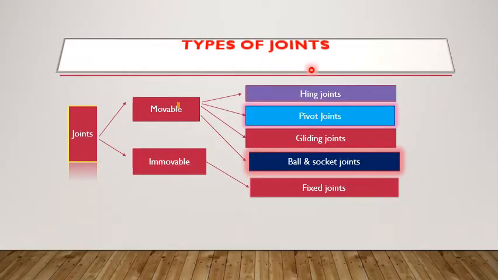Types of joints. There are two types of joints, movable joints and immovable joints. Movable joints are again divided into four parts: hinge joints, pivot joints, gliding joints and ball and socket joints. And immovable joints are only fixed joints.